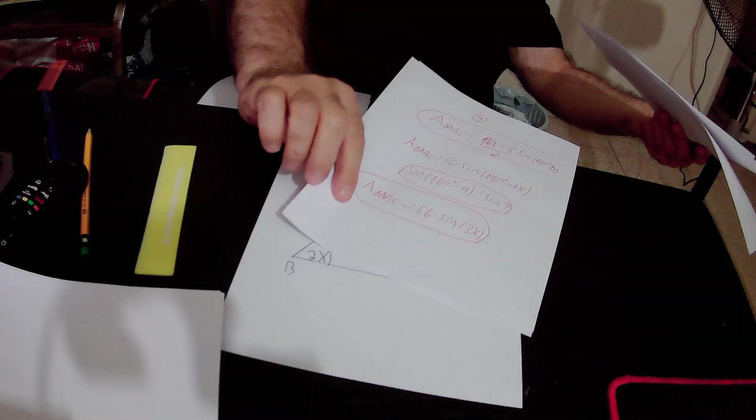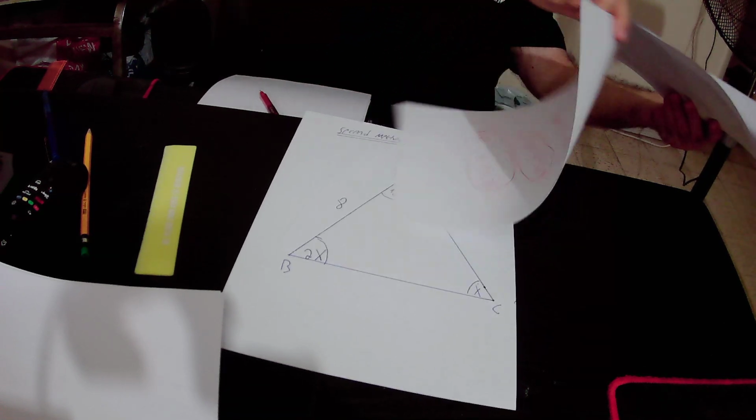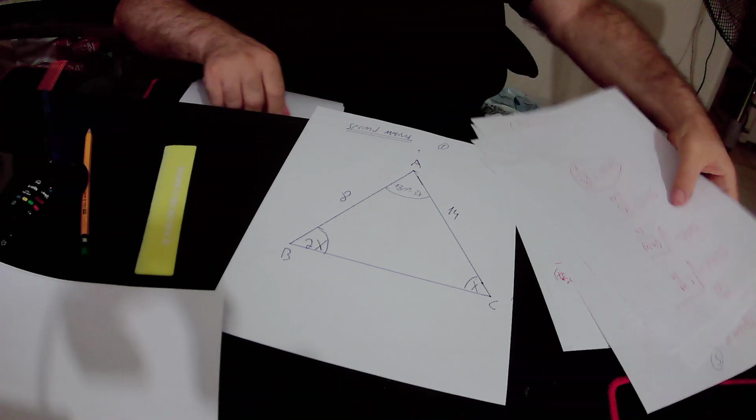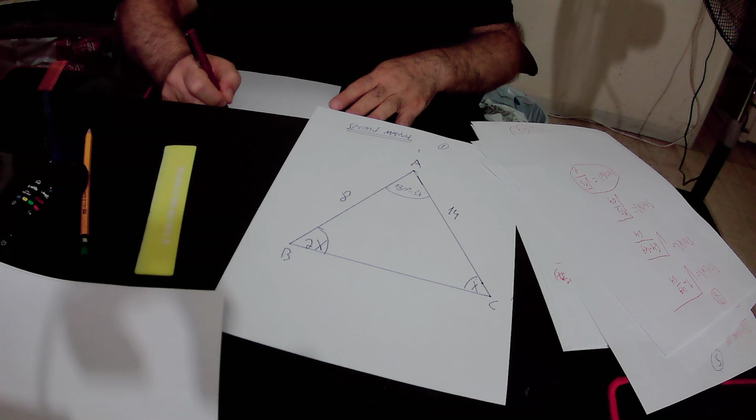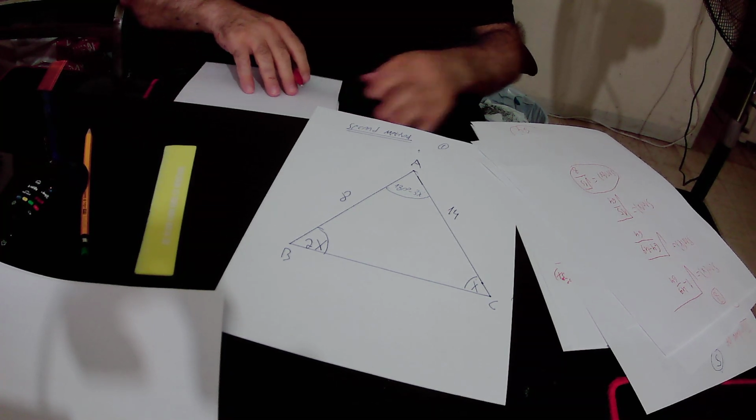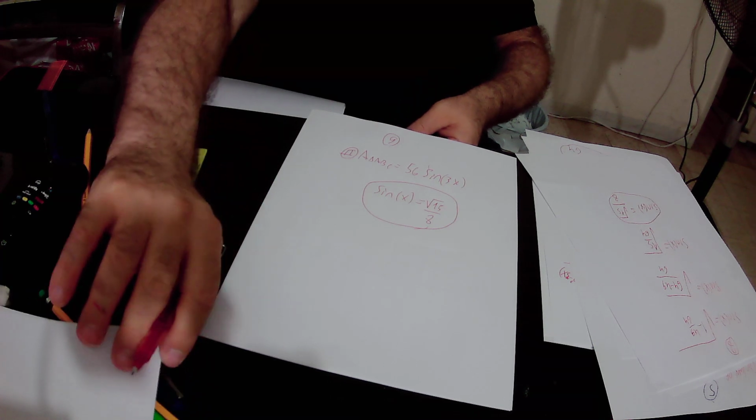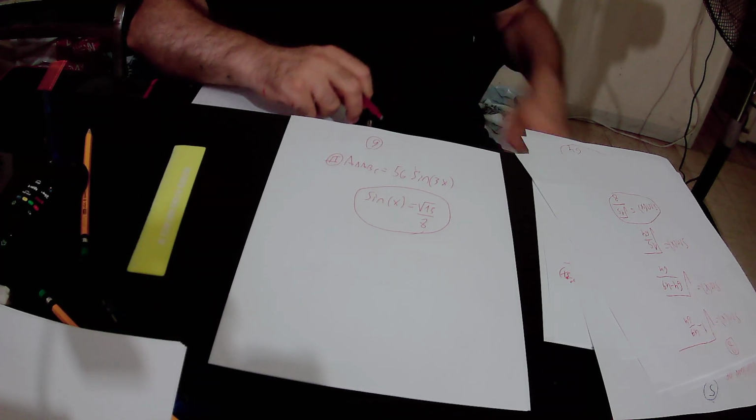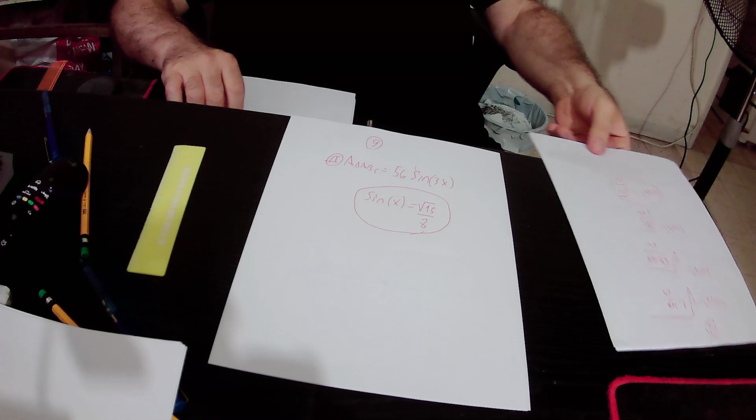The area of triangle ABC equals 56 times sinus 3x. And we found out that sinus x equals root 15 over 8. We know that the area of triangle ABC equals 56 times sinus 3x. But what is the value of sinus 3x?